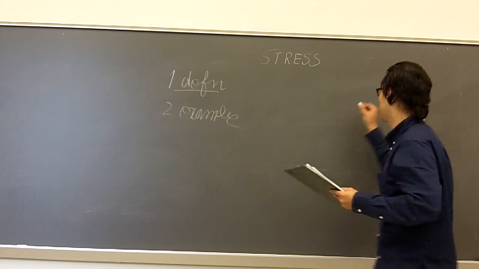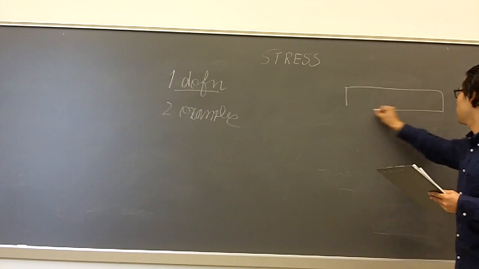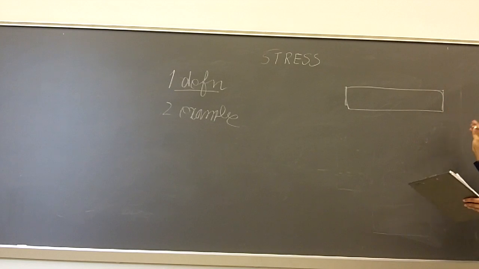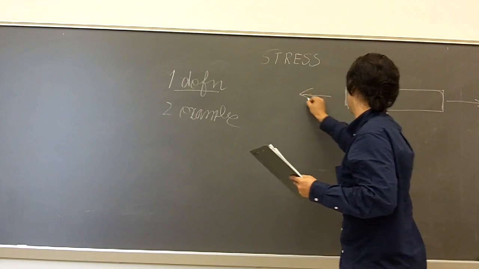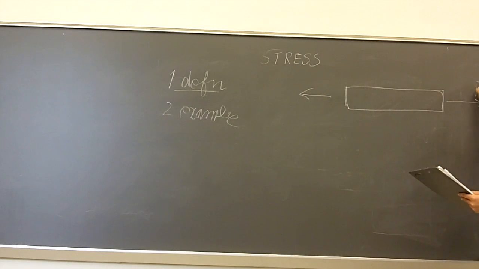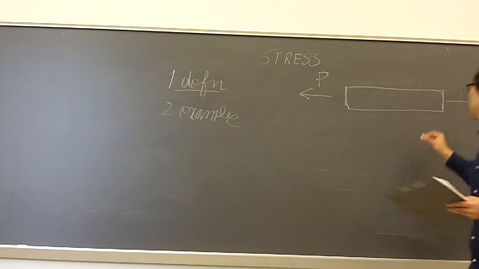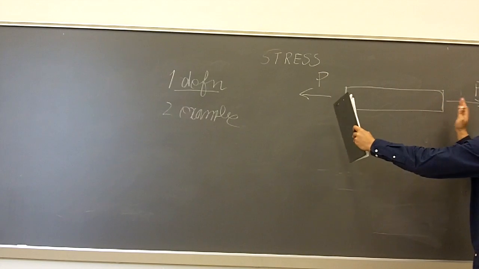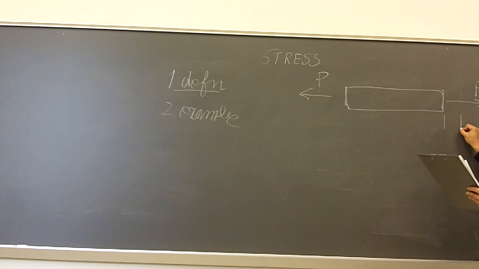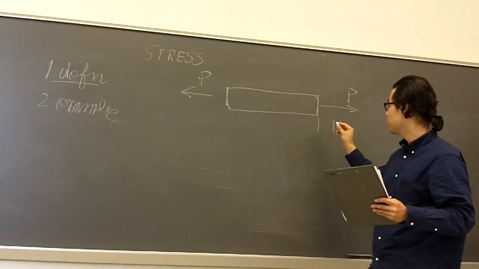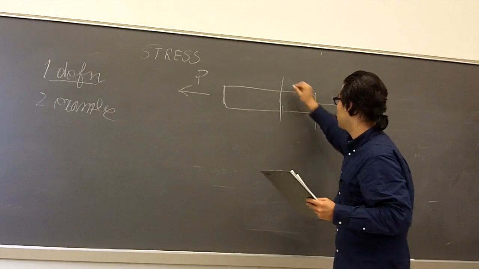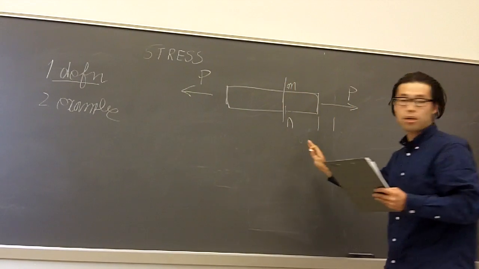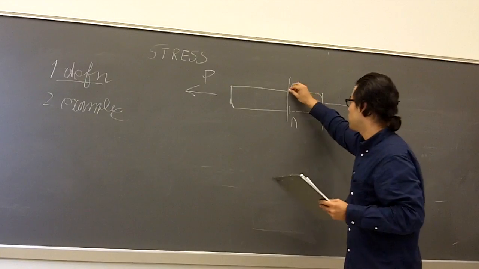So firstly, let's assume that there's a bar in space. When we apply the same load in opposite directions, this bar should be extended a little. There will be a certain amount of deformation in this bar. So if you cut through this bar and think about this cross section.